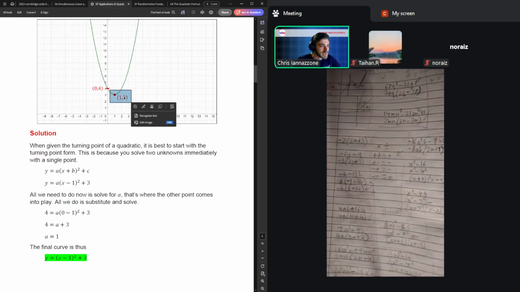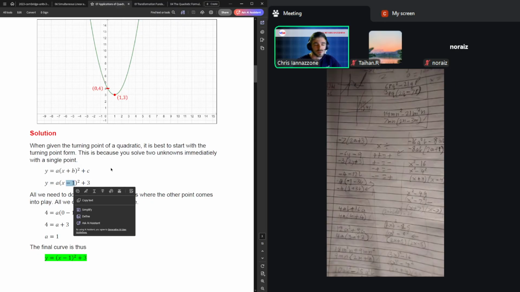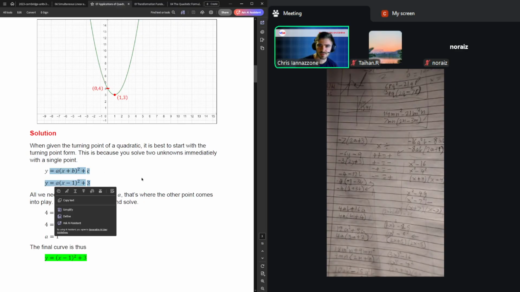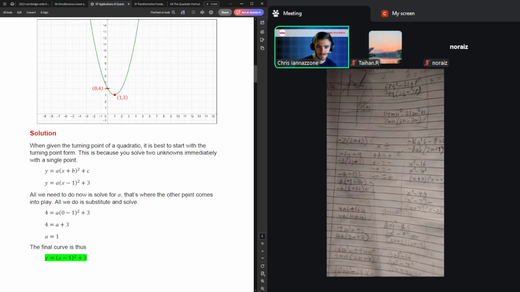well, turning point's at 1, 3. That means I should have an x minus 1 and I should have a plus 3. This minus 1 dictating a horizontal translation to the right by 1, and this plus 3 being a vertical translation of 3. Are we all familiar enough with turning point form of the quadratic? If not, just let me know.